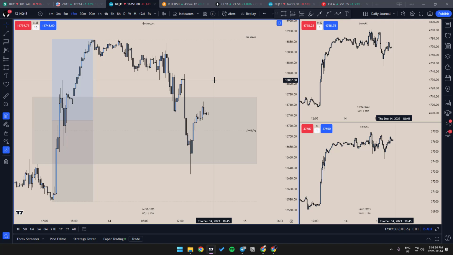So for example, if you have a trend line, then let's say up here, you have a triple high, right? So to retail, this looks like resistance. So this would be liquidity for smart money.